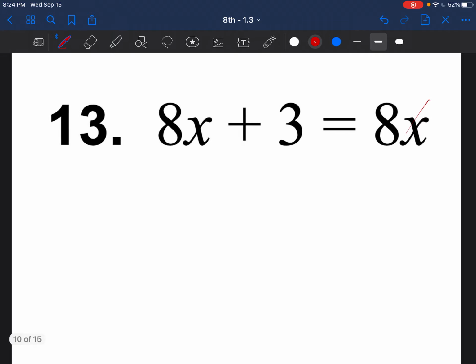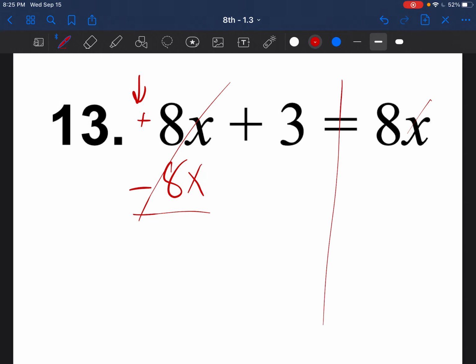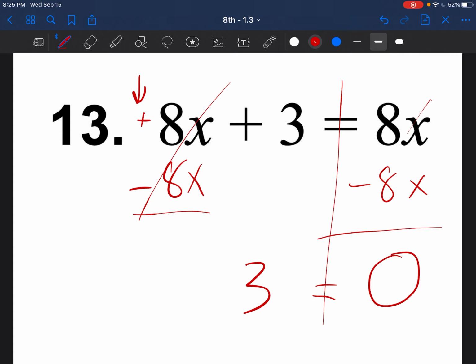So that's a positive 8x. So the opposite of adding 8x is subtracting 8x. Don't forget to cross it off. Whatever you do on one side, do it to the other. Subtract 8x. So what is 8x minus 8x? Well, that's going to give you 0. Bring everything down.